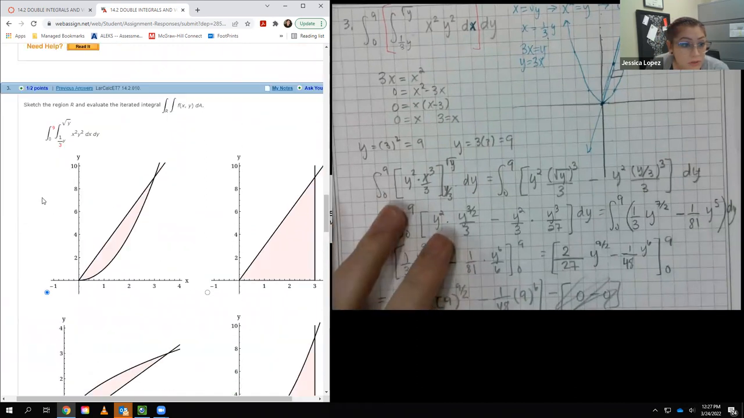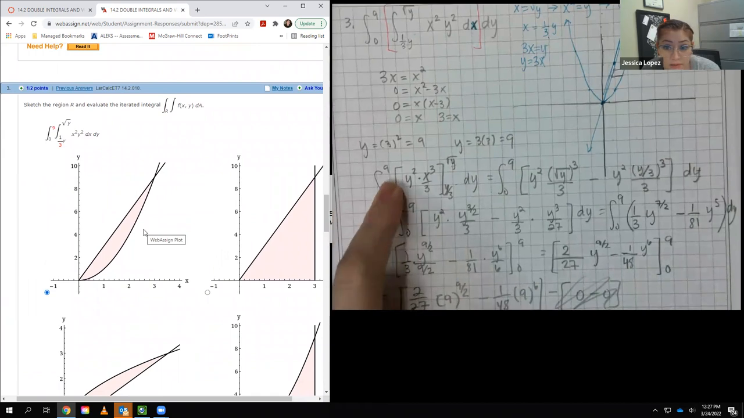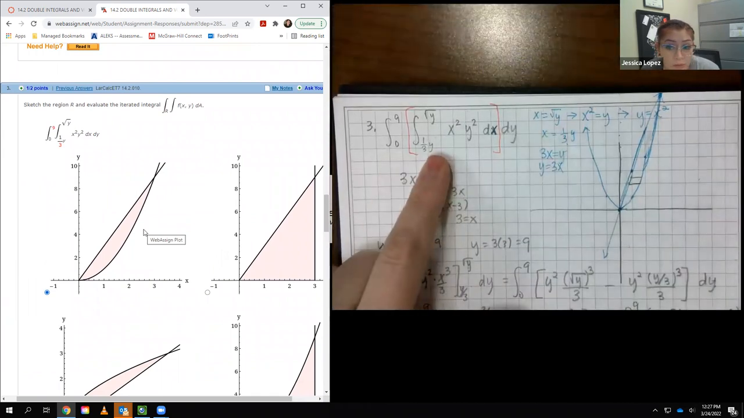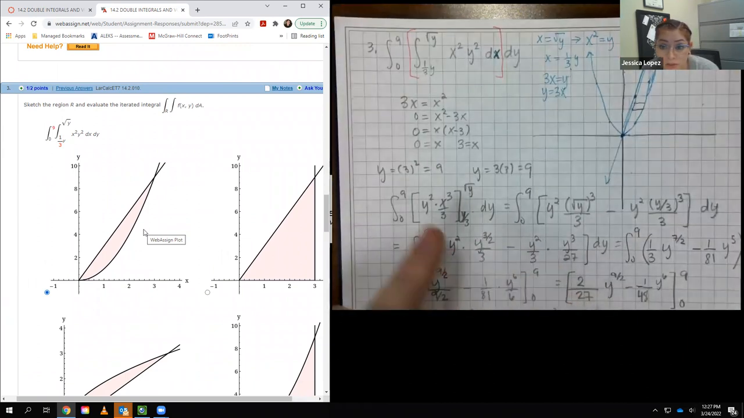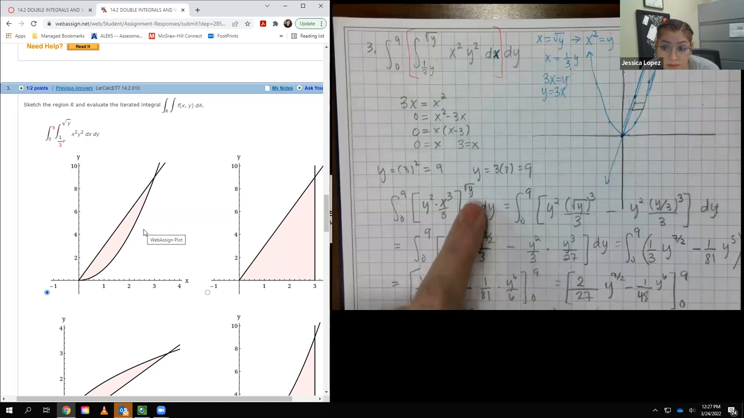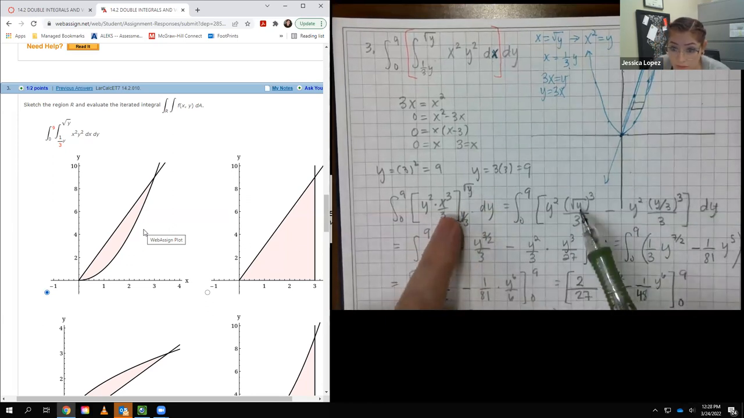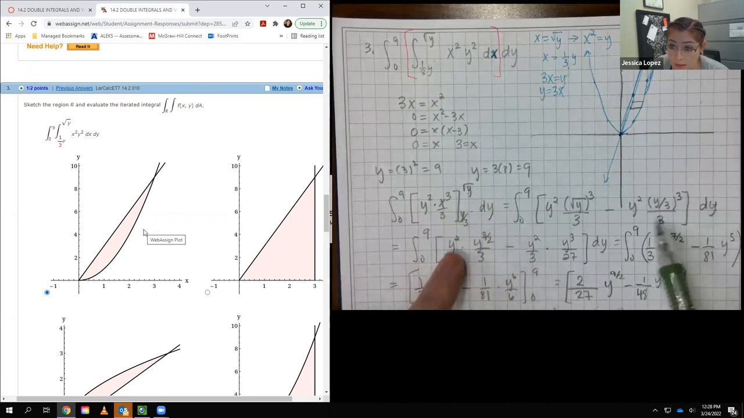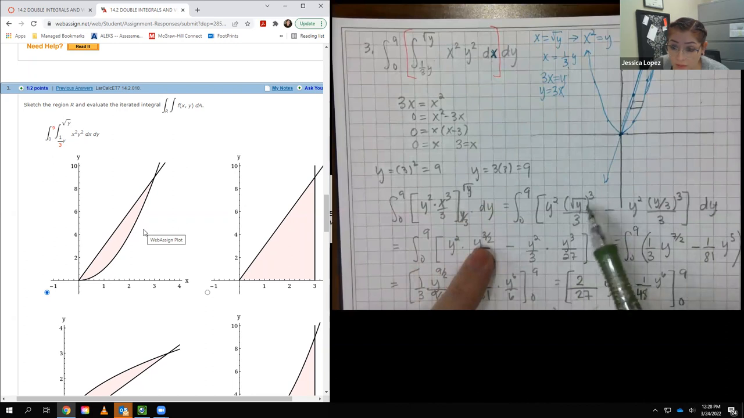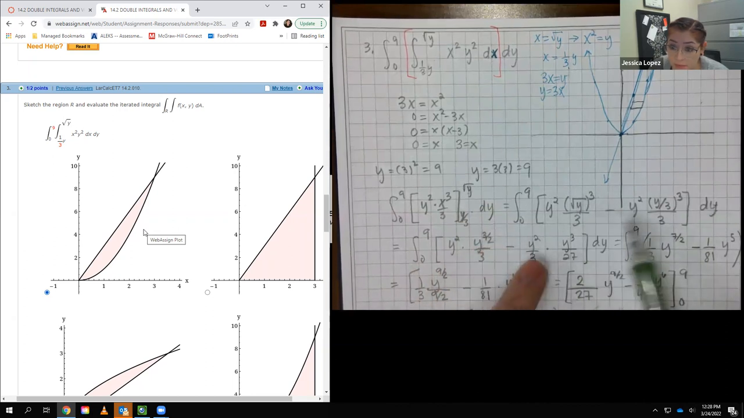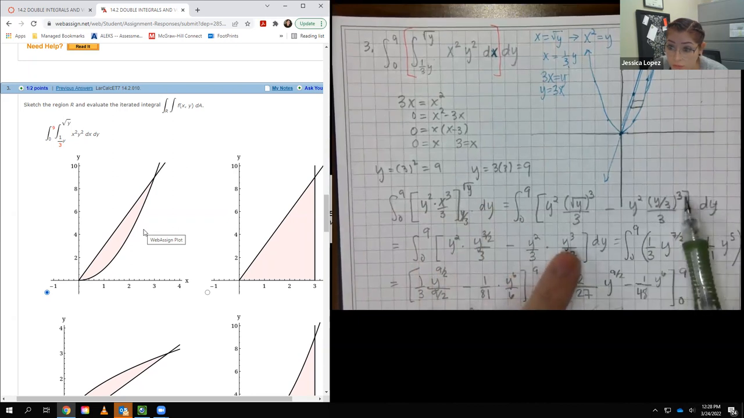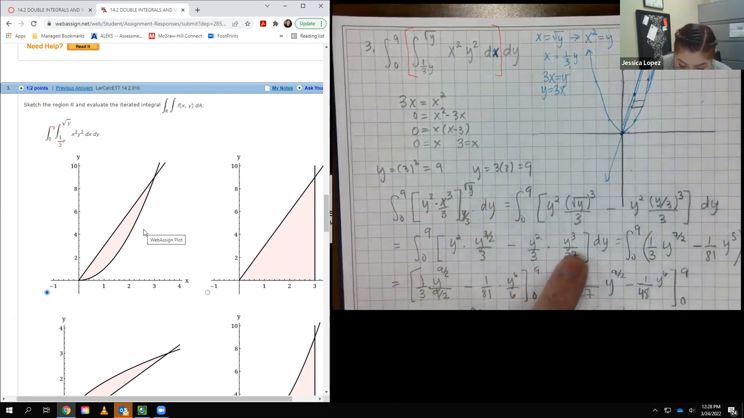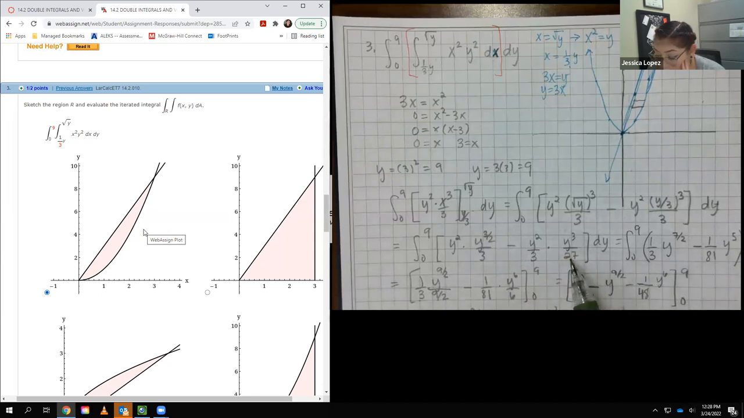Let me make sure my problem is correct. So I have 0 to 9, 1 third y to the square root of y, and then that. So I did the integral with respect to x, so I kept that guy, and it was x cubed over 3. This is y over 3, that's the square root of y. So I have the y squared times that guy cubed over 3. And then y squared times y to the 3 halves, because you have 1 half times 3, which gives you 3 halves. Then here you get y cubed over 3 to the third power. Oh, I think I know, it's 27. I get y cubed over 27.